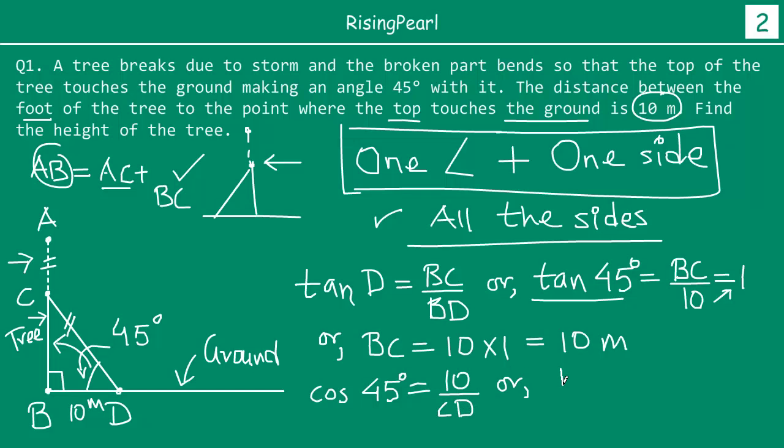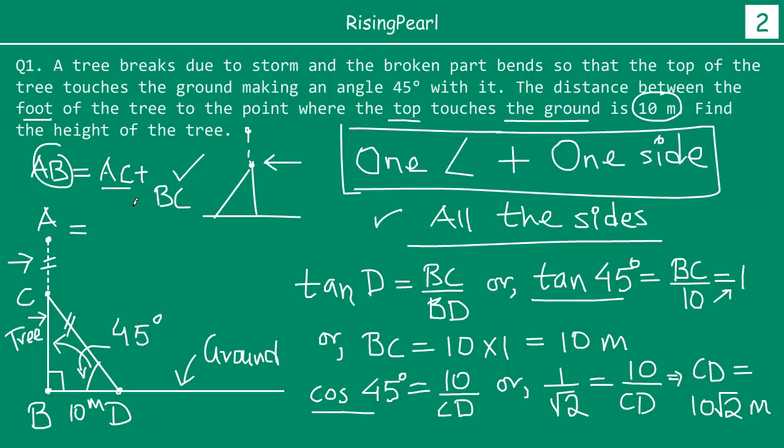Or cos 45 is 1 by square root 2. Again, like the way you need to know tan 45, you need to know the value of cos 45. This is 1 by square root 2 is equal to 10 divided by CD. Or from here we can say that CD is equal to 10 times square root 2 meters. So here, friends, coming back to AB, in the interest of space, let's write it here.